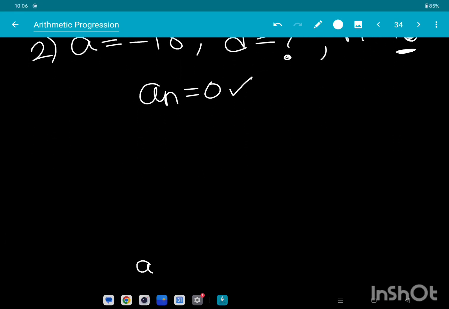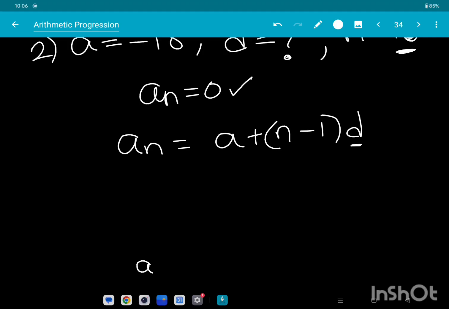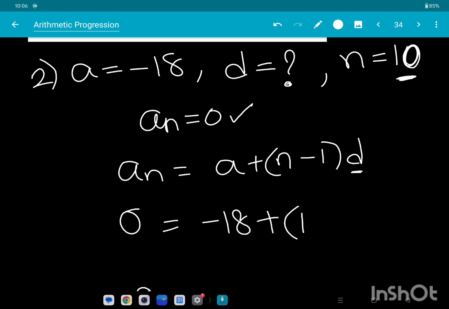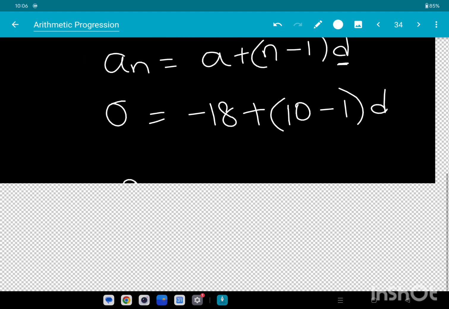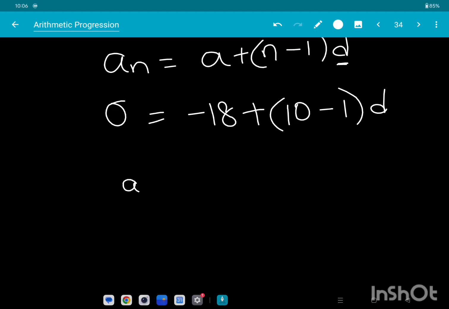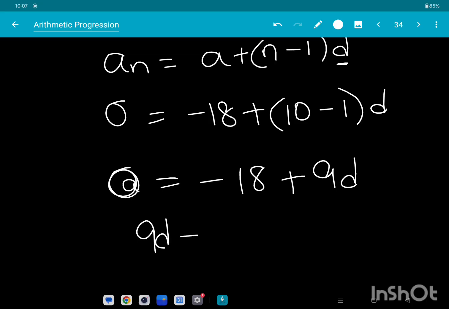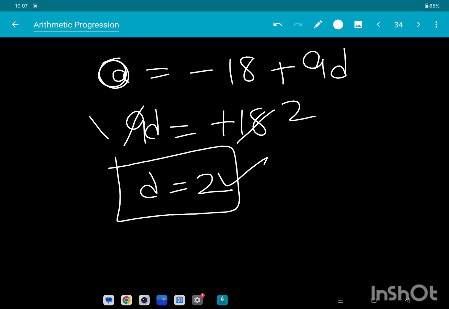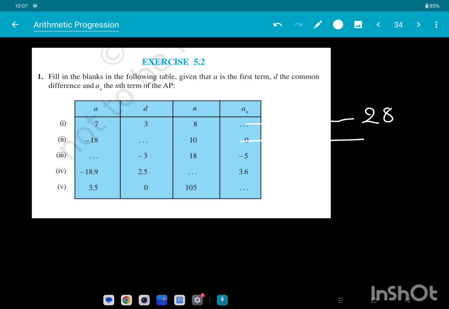How can we find it? By using the nth term formula. Here what is the formula? an is equal to a plus (n minus 1) into d. Here we need to find the d value. What is the an value? 0 is equal to, what is the a? Minus 18 plus (10 minus 1) into d, right? So now 0 is equal to minus 18 plus 9d. If I solve this, 9d is equal to plus 18. 9 ones are 9, 9 twos are 18. So d is equal to 2. So we find the common difference, d is equal to 2.